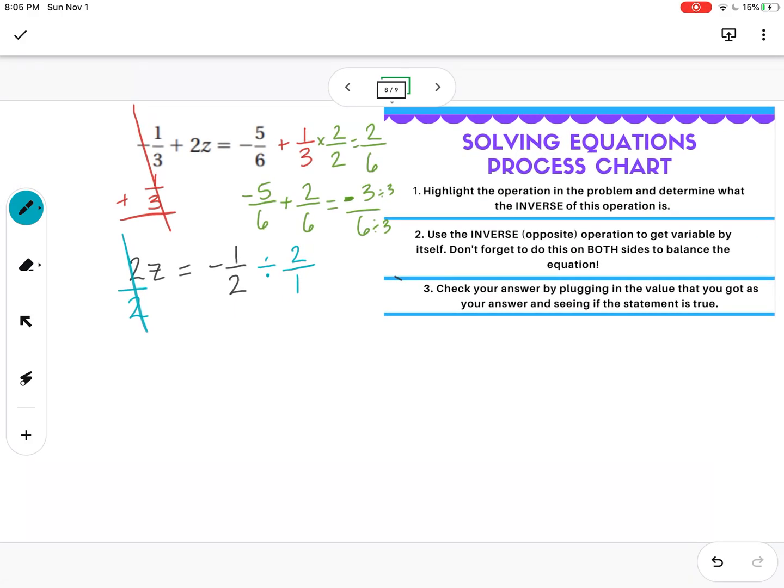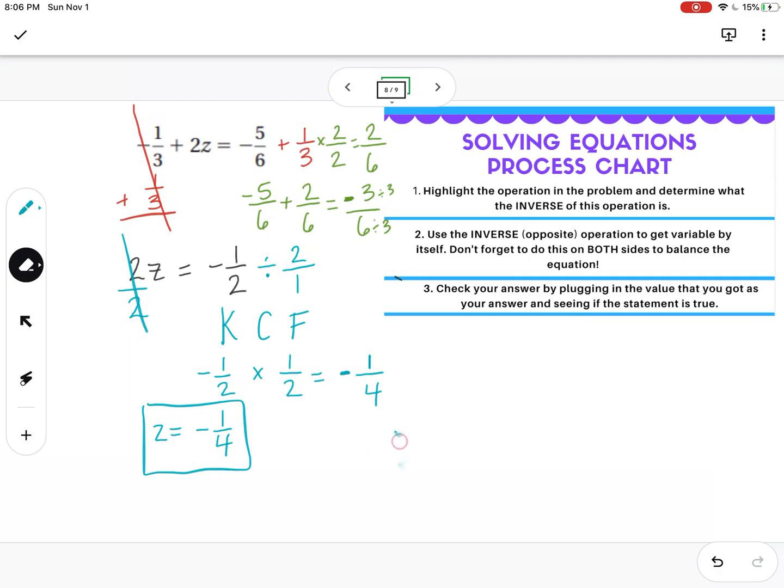And this is where our knowledge from last unit is so important because we're like, wait, how do we divide fractions? We forgot. Do you guys remember KCF? Keep, change, flip. So we would do negative 1/2, change that sign to multiplication, and then flip that last fraction to 1/2. And we just go straight across. We know different signs would give us negative. So 1 times 1 is 1. 2 times 2 is 4. We're left with z equals negative 1/4.